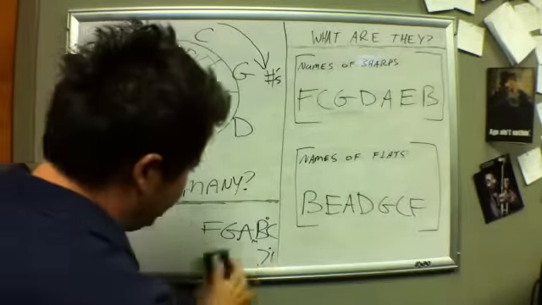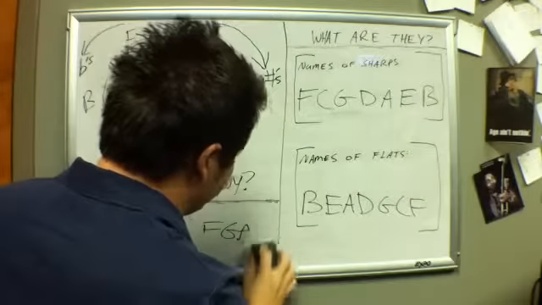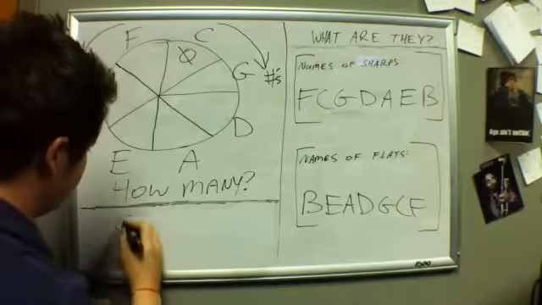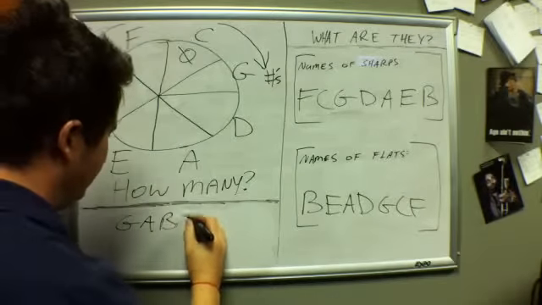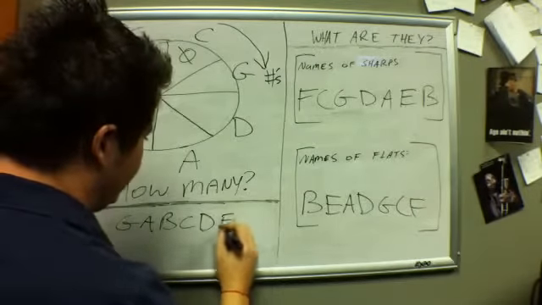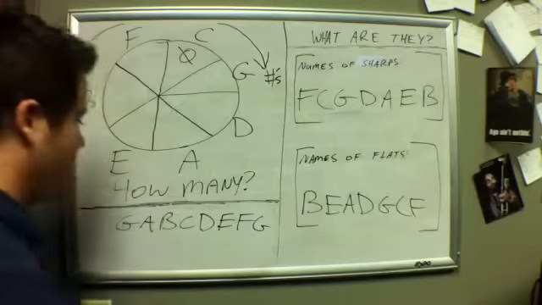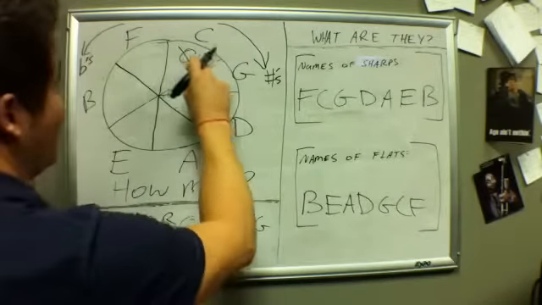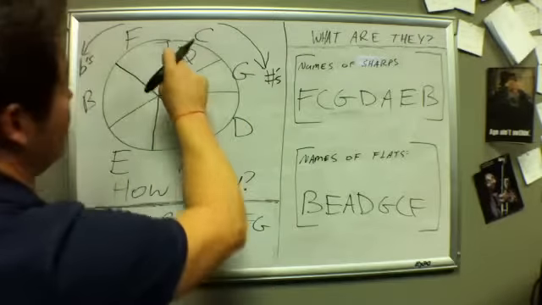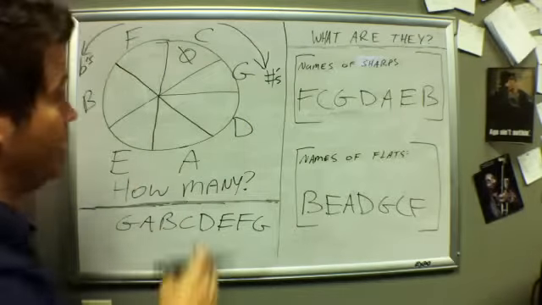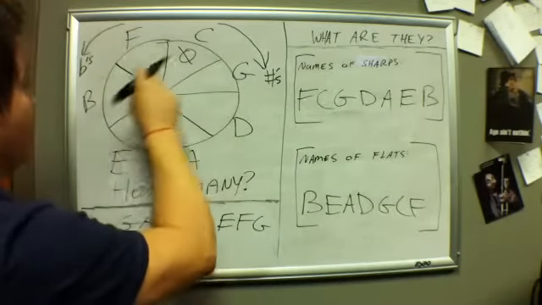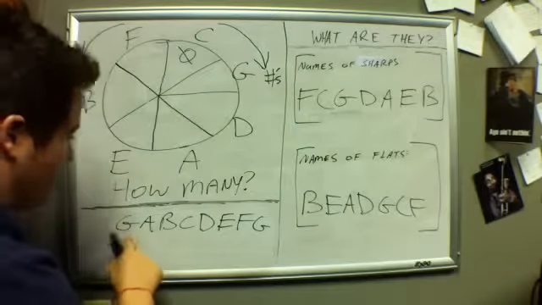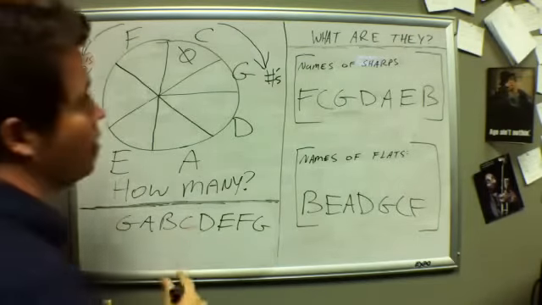Let's start a key that will get you into some sharps. Let's do the key of G. I'm going to write the alphabet: G, A, B, C, D, E, F, G. It's the alphabet, nothing more. I am 1 step away to the right from C, my reference point. Every step I get away from C, I'm going to add 1 sharp. So G has 1 sharp.